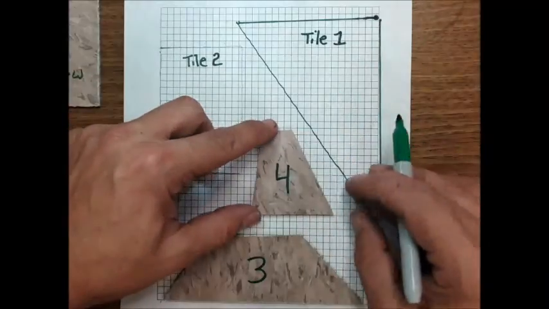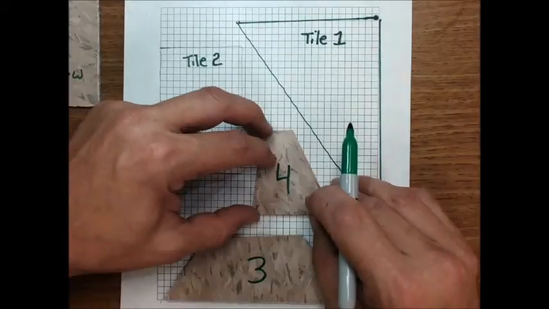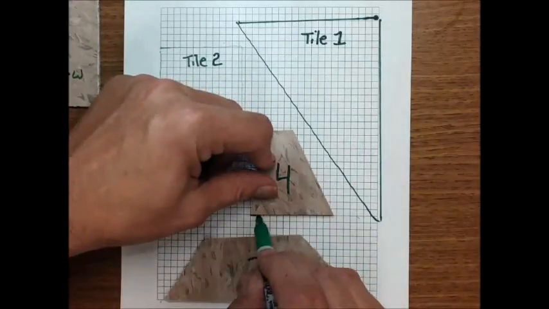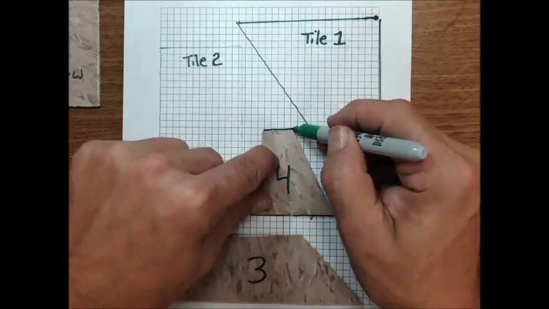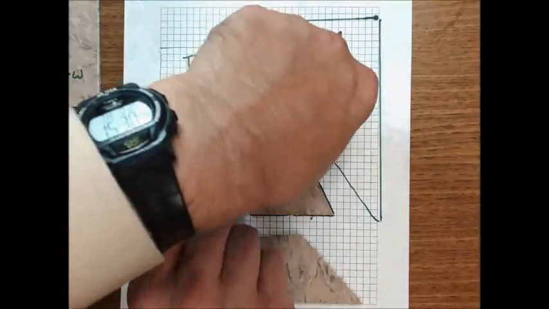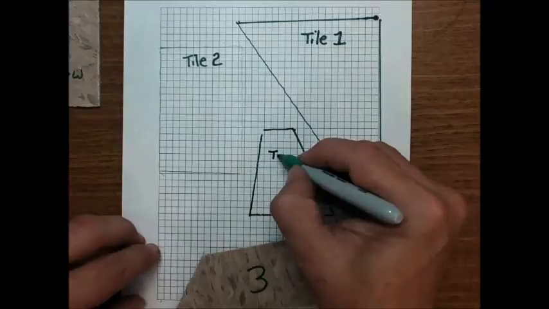Now for tile number 4, I'm going to try and line up one edge and one corner with a point so that it'll make my counting of blocks a little bit easier. Need to hold it in place while I trace it. So this is tile 4.